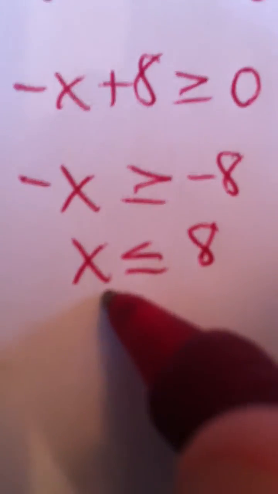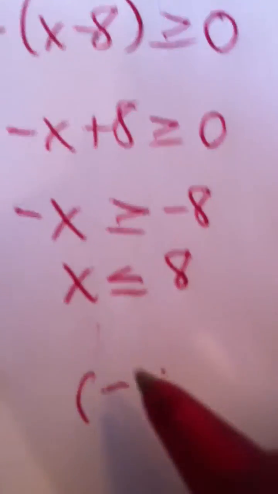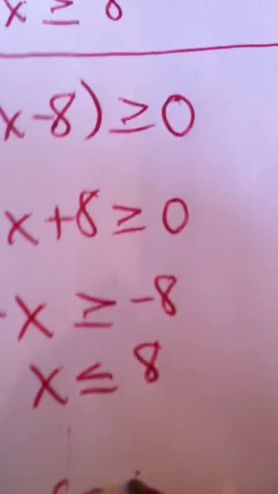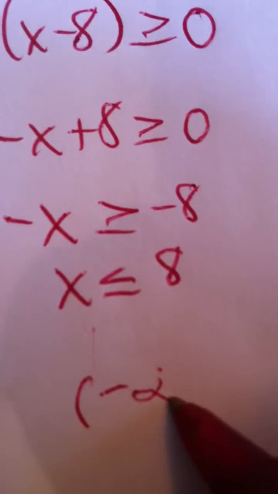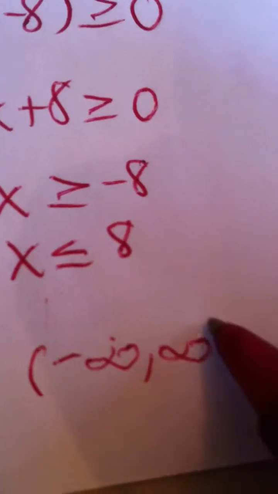So that means my final solution is going to be able to go all the way to negative infinity, and this is going to be hard for me to write while I'm looking through my camera here, but I'm going to try to do it anyway. And also, it can go all the way up to positive infinity. So there's my final solution.